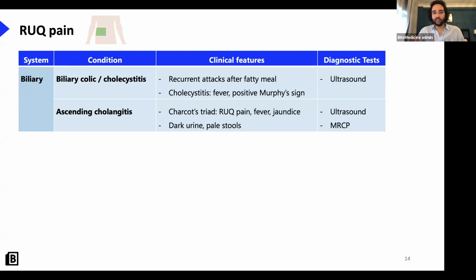The first line investigation for these patients is going to be an abdominal ultrasound, a transabdominal ultrasound. And if you're thinking there's a stone in your common bile duct, then these patients with ascending cholangitis are going to need an MRCP, basically a specific type of MRI scan. But as I said, look back on that webinar, and hopefully this will make sense. But well done. The vast majority of you said cholecystitis for that question.